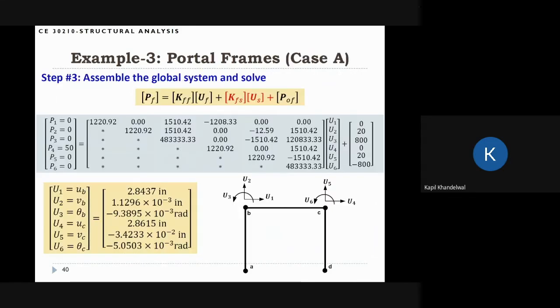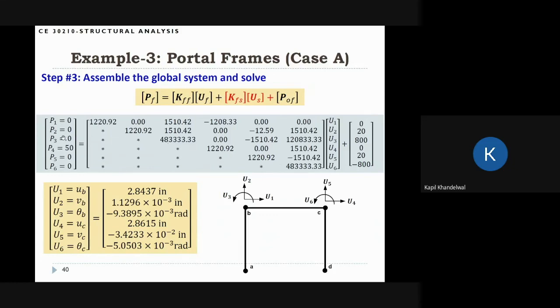Finally, I put together case A, where I'm just assembling 2 columns and 1 beam. This is the KFF, so PF is equal to KFF times UF plus POF. US is 0 in this case, so we don't need KFS. I'm just writing this relationship here, and since US is 0, I'm not including these 2 entries in my calculations. And you can see that I'm just writing half of KFF because it's symmetric.